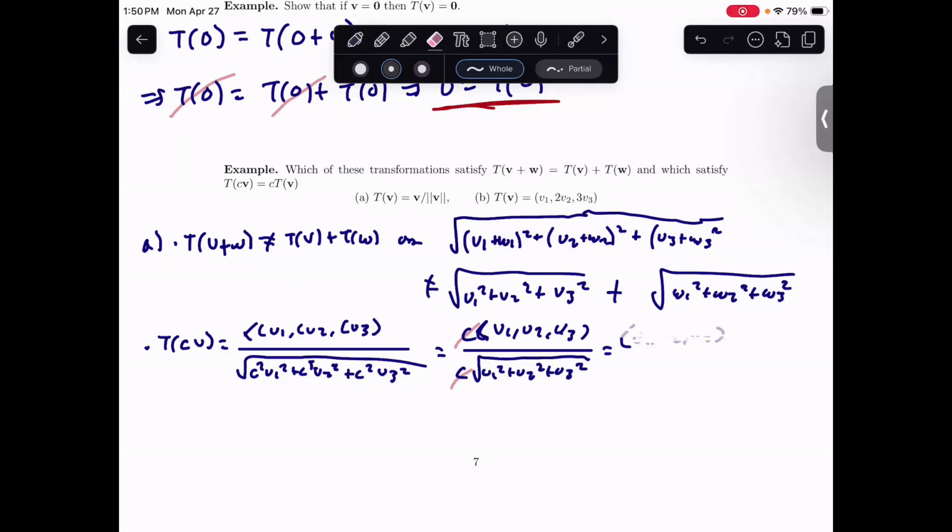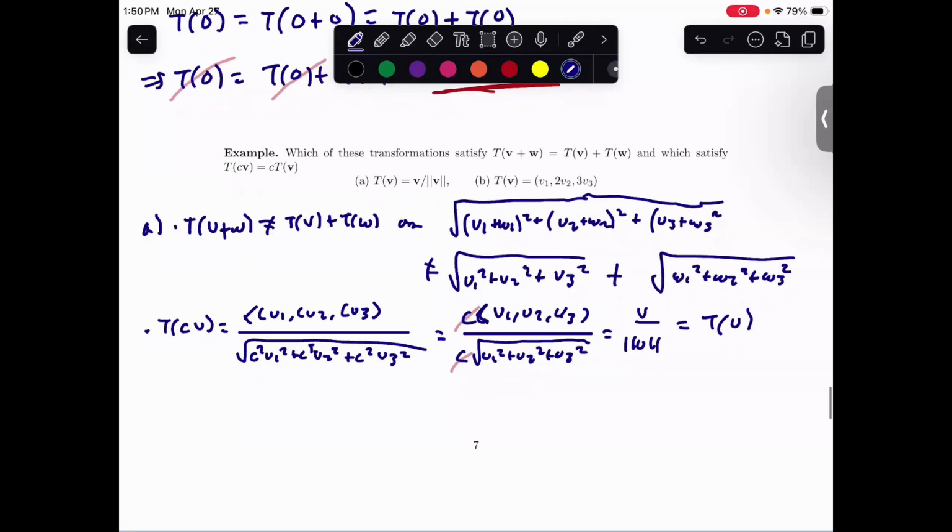Rather than write it like this, I'm actually going to write it like this. This is the same thing as having V over its magnitude. And so this is equal to T of V, which is usually not going to be equal to C times T of V, right? It only happens when C is equal to 1, which means they're not really changing anything. And this makes sense because at the end of the day, what T does is it takes a vector and turns it into a unit vector that points in the direction of that vector. And so the output of C times V should be the same as the output of V, which is generally not equal to C times T of V. So it's not linear in either respect.